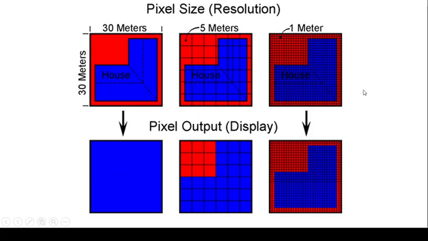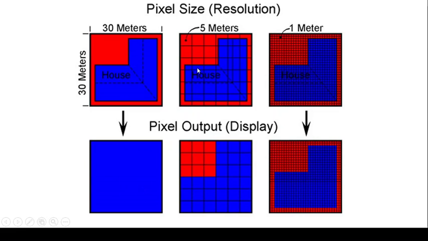For example, talking about the pixel size in resolution, here is a 3 meter by 3 meter resolution image where you can see that the red color is the surrounding area and the blue color is the house. So majorly you can see this classification through pixel size. But when you are getting the output of such a pixel, you can see only a blue color over here.